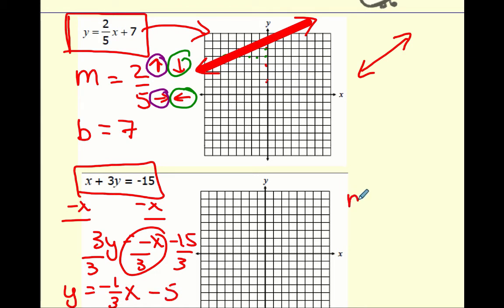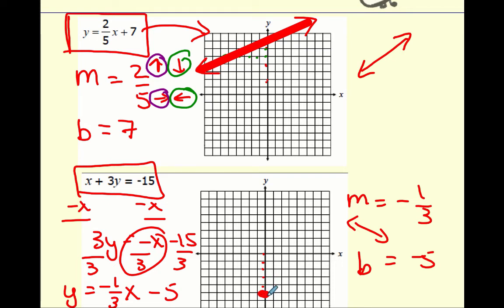So I know my slope is negative 1/3. And what does that tell me about my line? It means it's going to be going down from left to right. And then my y-intercept is negative 5. So I'm going to go down 1, 2, 3, 4, 5 to my y-intercept.